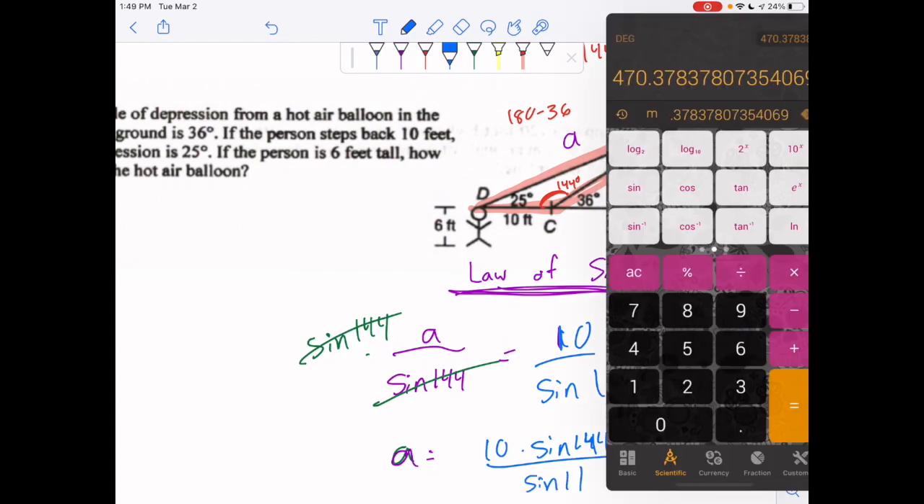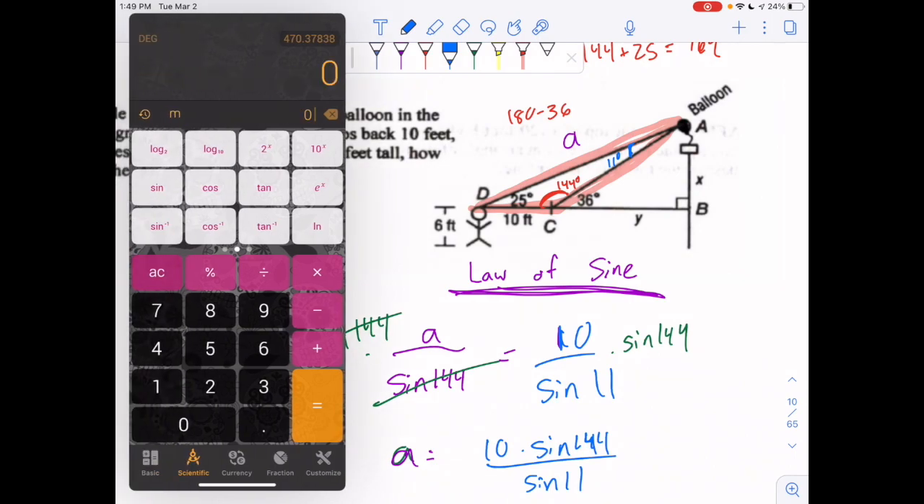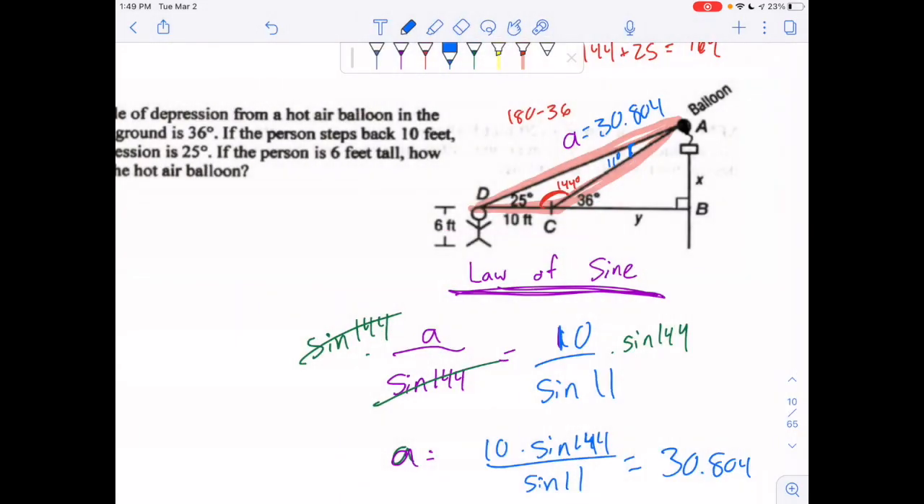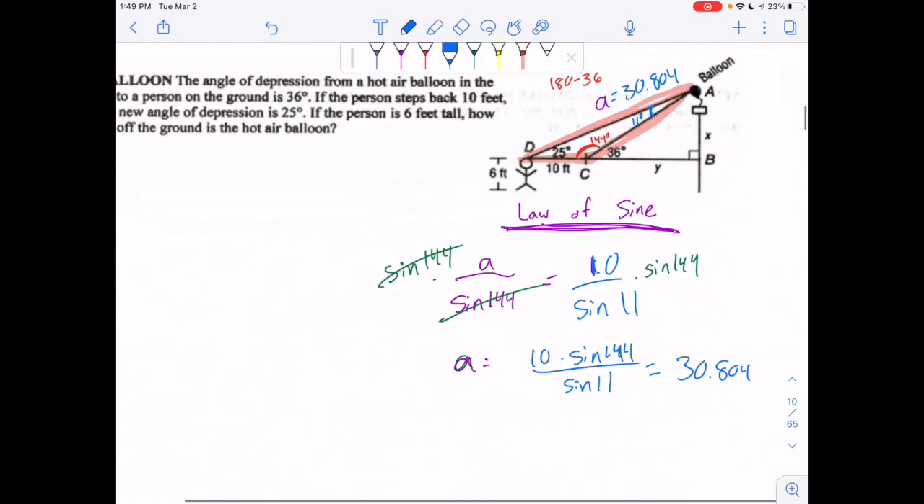Put this in my calculator real quick. 144 sine times 10 divided by 11 sine. This here is about 30.804. Okay, so that's your A, 30.804. Now check out this magic. We're almost done here. Your goal is to solve for the height, right? Trying to find this big one now. Trying to find the height.